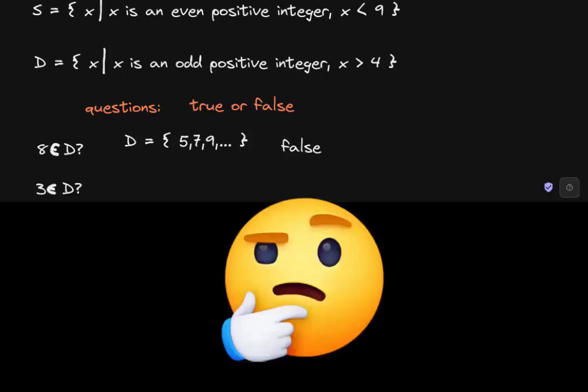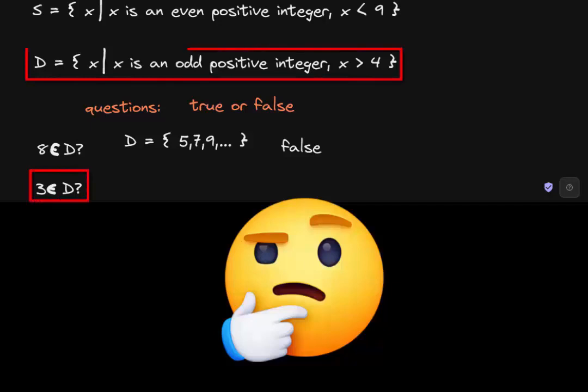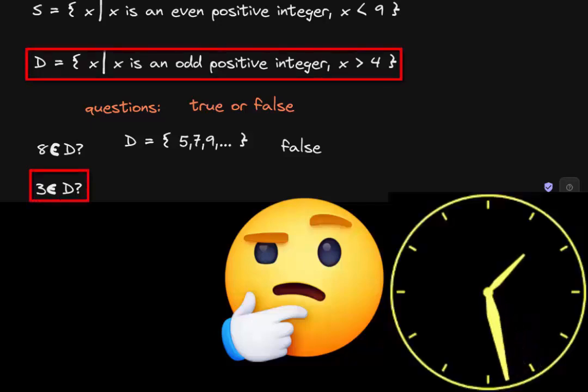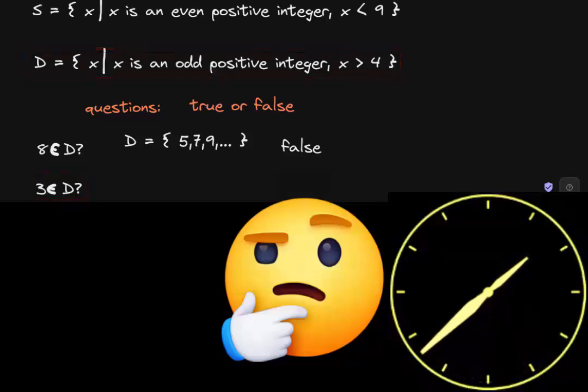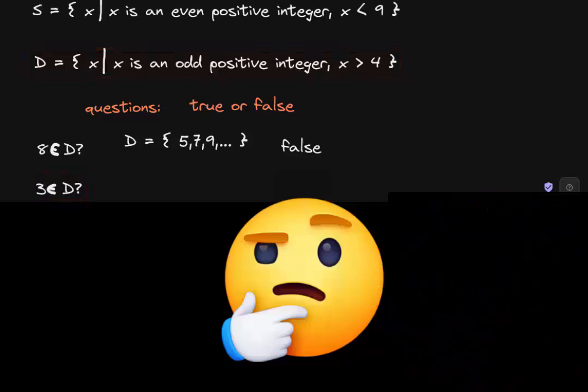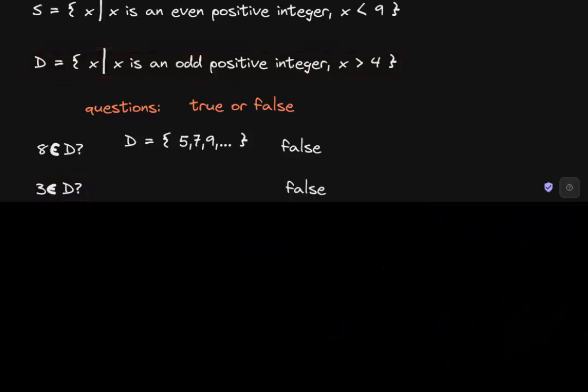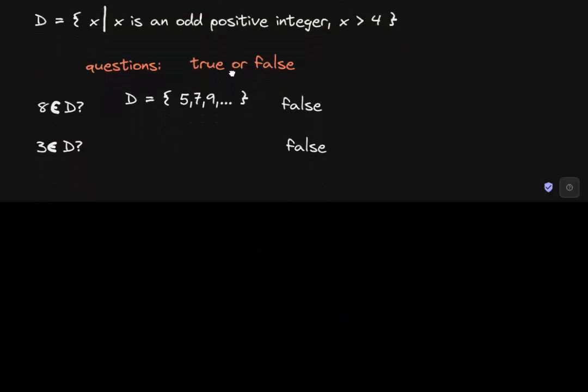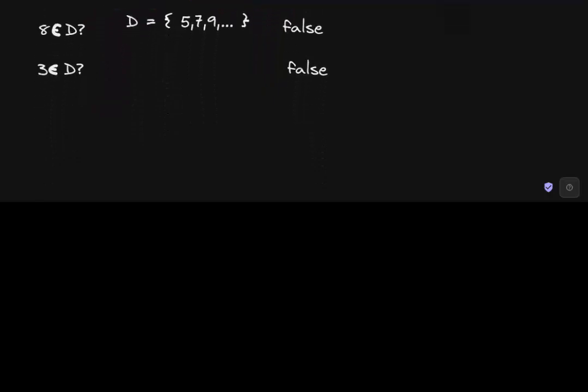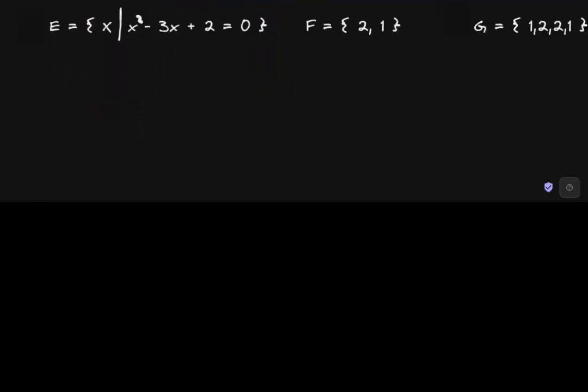Another one. Is number 3 contained in the D set? True or false? False. The condition excludes numbers less than 4. It's not practical to list all the set elements. We usually give an expression that represents it.